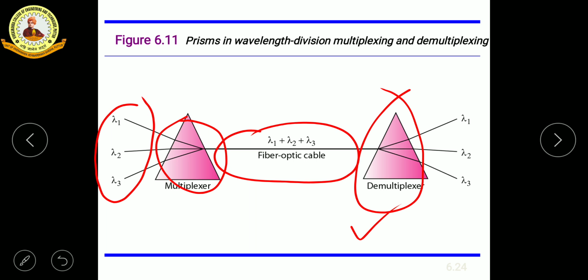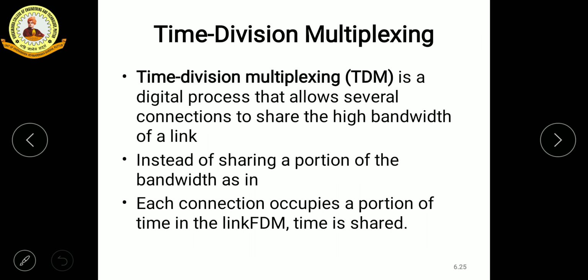So one application of WDM is SONET. SONET means synchronous optical network, in which multiple optical fiber lines are multiplexed and demultiplexed. We will discuss SONET in upcoming chapters.